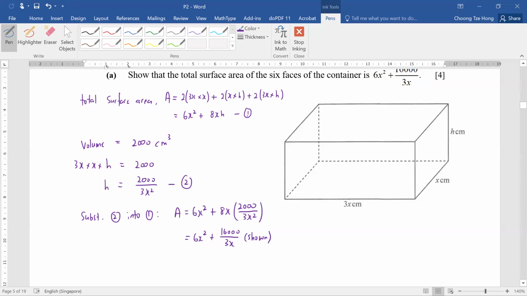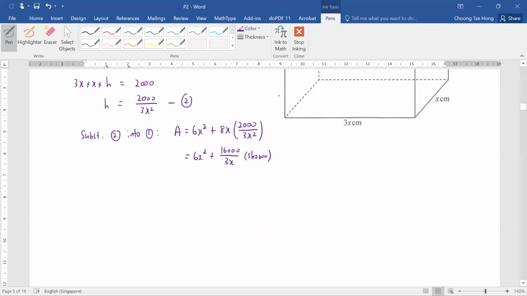So this is usually the common way to solve this kind of problem. You form an expression for the thing that they want you to find, in this case, the total surface area of the six faces. And then usually there will be two unknowns, two variables, in this case x and h. So we don't want the h, so we need to find some way to substitute it away. And we can do so by making use of the other info inside the question. All right, let's look at part B of the question.